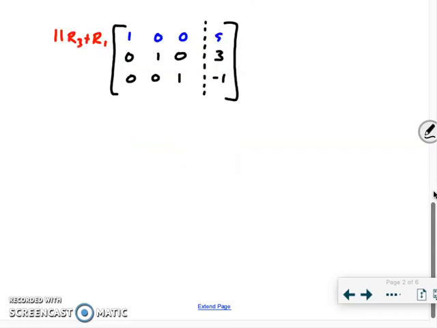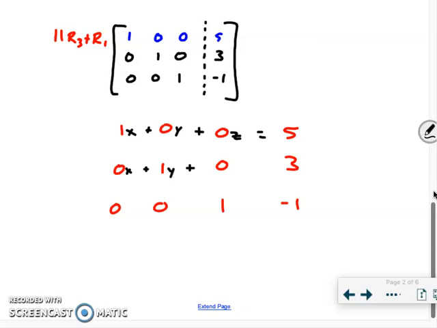And now, again, if we were truly completely changing this back over into a system of equations, we would say that we have 1. This way, hopefully this was successful previously. If we were looking at this as 1, 0, 0, 5, 0, 1, 0, 3, 0, 0, 1, -1, what we're truly saying is that 1x plus 0y plus 0z is equal to 5, 0x plus 1y plus 0z is equal to 3, 0x plus 0y plus 1z is equal to -1.